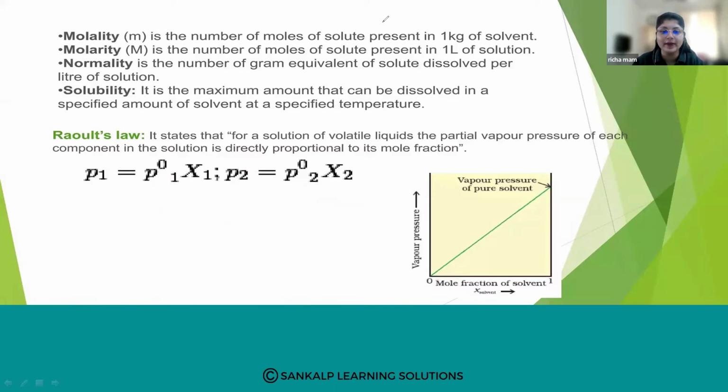So vapor pressure and the factors are clear. Any doubts still here? Vapor pressure and the factors. We have discussed four factors. It depends upon the temperature, boiling point, nature of the liquid, and purity of the liquid. Okay, fine. So next.